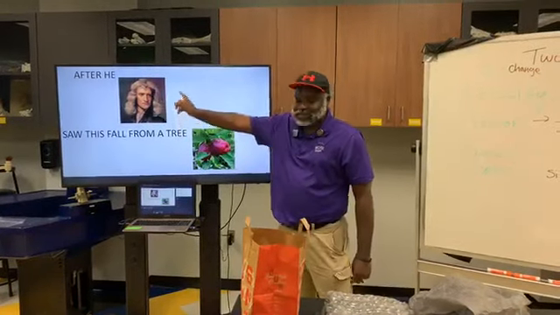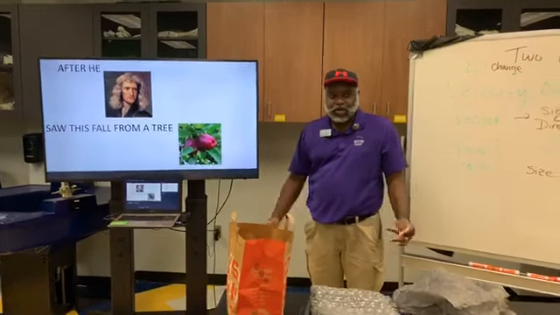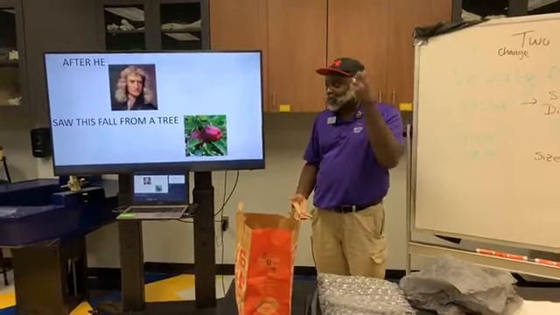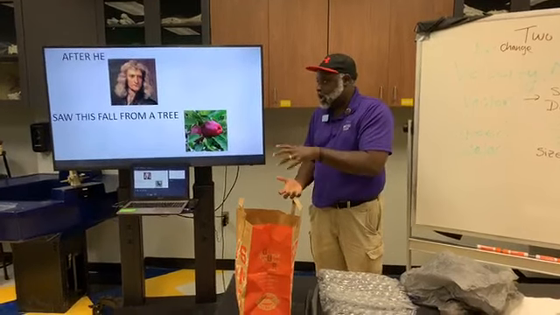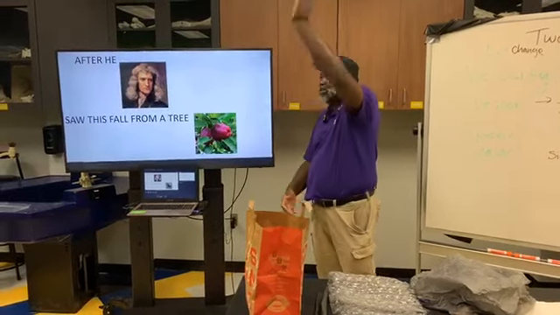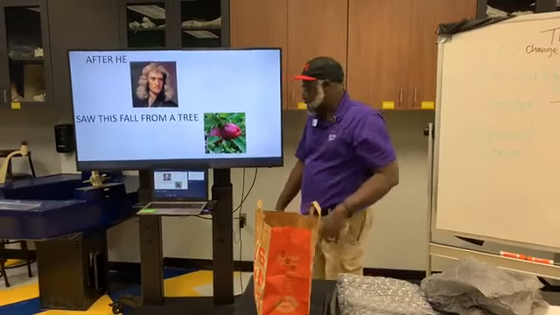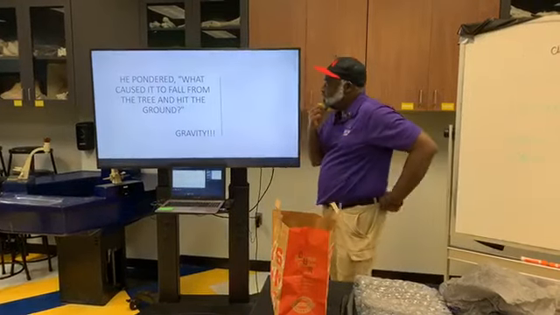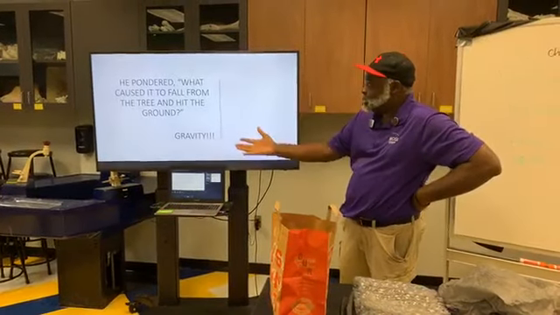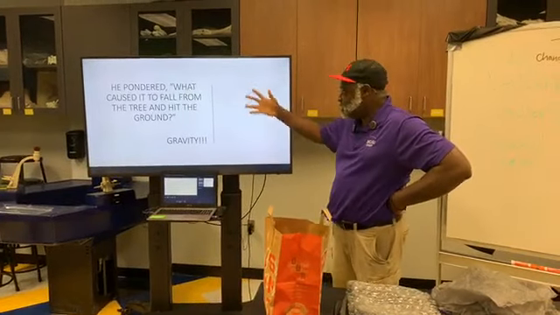After Sir Isaac Newton saw an apple fall from a tree, he wondered, why did it fall to the earth? Why did it just come down? Why didn't it just bounce and go right back up? And so he began to develop this, and he started to think about it. He pondered to himself, what caused it to fall? Why didn't it hit the ground? Gravity. He comes up with it, and he starts to think.